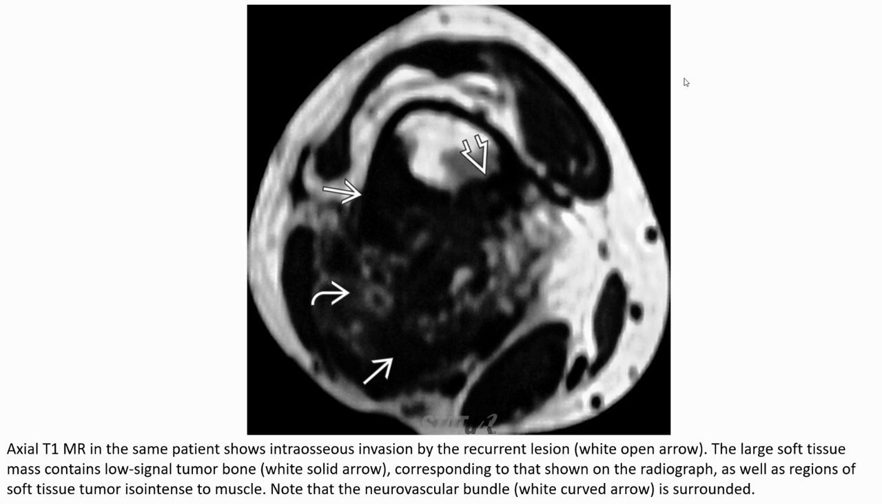T1: intraosseous invasion by the recurrent lesion and a large soft tissue mass containing low signal tumor bone corresponding to that shown on the radiograph, as well as a region of soft tissue tumor iso- to intermediate to muscle. Note that the neurovascular bundle is surrounded.